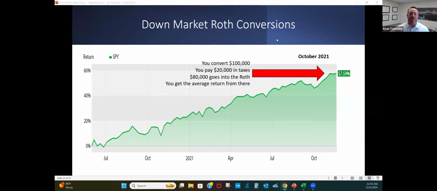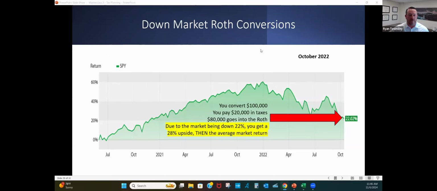And then from there, you get some type of average return, whatever the market gives us from then on. We don't know what that's going to be. We know on average over the long term what it's going to be, but short term, midterm, we have no idea. So that's great. If we're long-term investors, then we have a 30-some year runway for retirement. This is a wonderful strategy. But what if it's October 2022 now, and the market's down 22%?